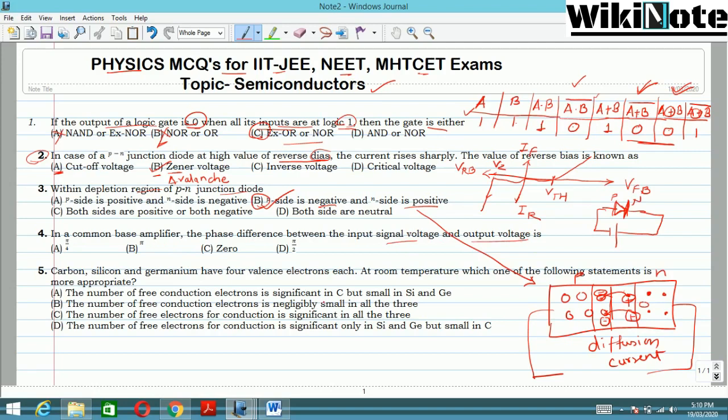Next, in a common base amplifier, what is the phase difference between the input signal voltage and the output voltage? So the question comes to mind, common base amplifier. Most students get confused over here. Let me show the answer over here.